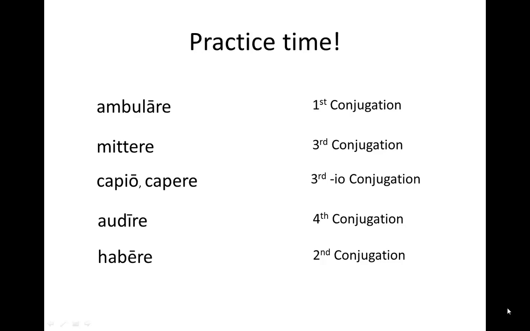Long A, first conjugation. Short E, third conjugation. Short E plus I-O in the first part, third I-O conjugation. Long I, fourth conjugation. Long E, second conjugation. So, how did you do? Keep practicing and always be able to identify the conjugation of a verb by looking at its second principal part.